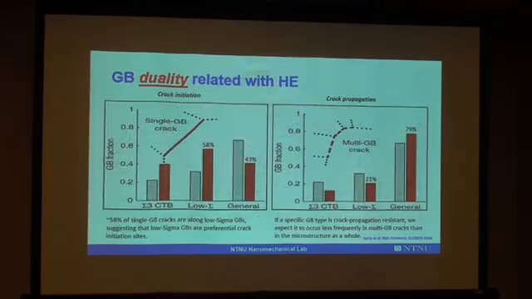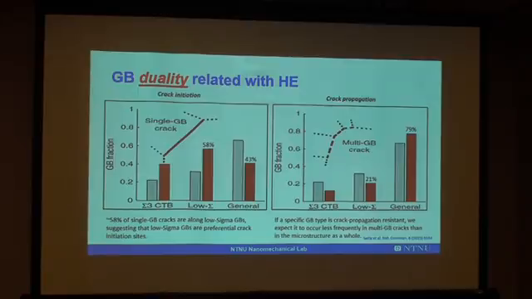So what's the real role of the grain boundary? In a most recent study published in Nature Communications last year, the authors studied the dual role of the grain boundary related to hydrogen embrittlement. For crack initiation, we can find that about 58% of the single grain boundary cracks are along low sigma grain boundaries. It means that low sigma grain boundaries are preferential crack initiation sites.